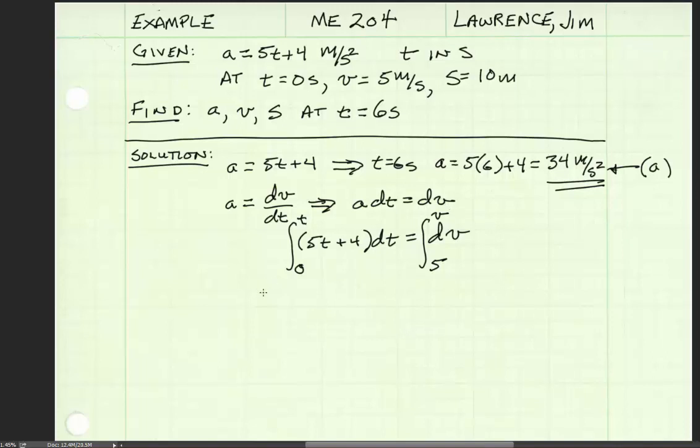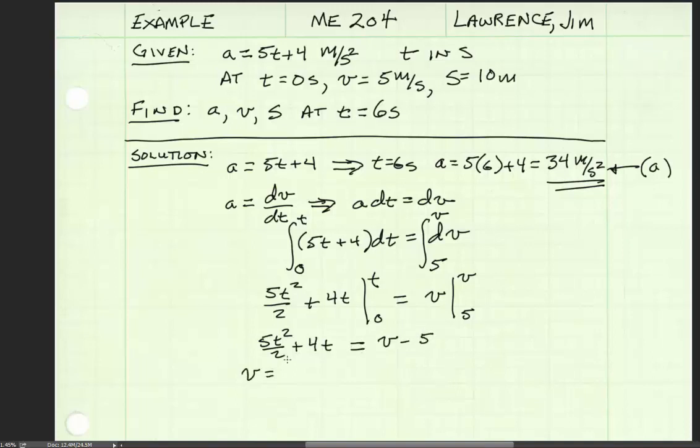So if I integrate this, I get 5t squared over 2 plus 4t evaluated from 0 to t is equal to v evaluated from 5 to v. Simplifying that, 5t squared over 2 plus 4t minus 0, because if I put in 0 for these, then I get 0, is equal to v minus 5. So my velocity function then becomes 5t squared over 2 plus 4t plus 5.